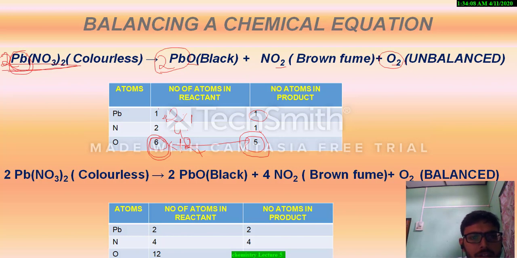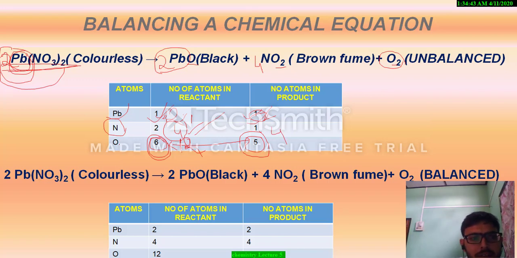Nitrogen atom is still not balanced because the nitrogen on this side is 4 now, 2 into 2 is 4. So here I can put a 4. After putting this 4, if you observe, there are 2 lead in the reactant side, and there are 2 lead in the product side. Similarly, if you go to nitrogen, there are 4 nitrogen atoms in the reactant side, and here also 4 nitrogen atoms in the product side.